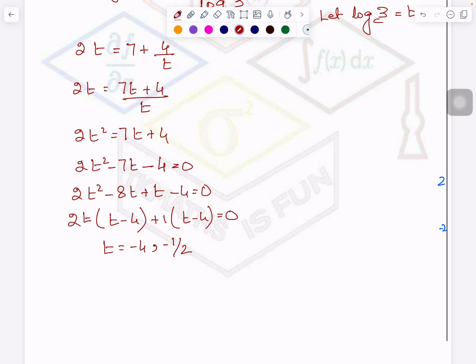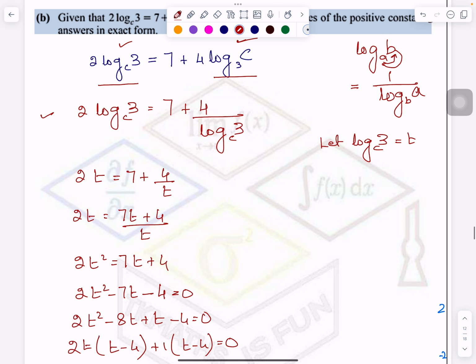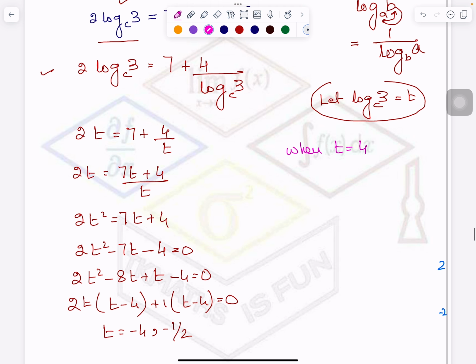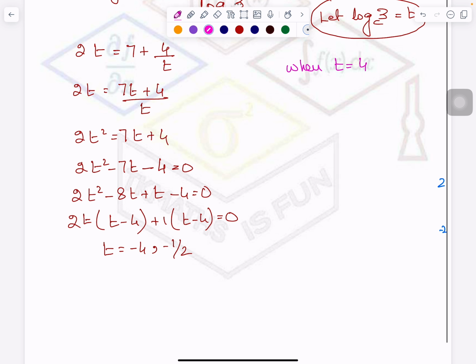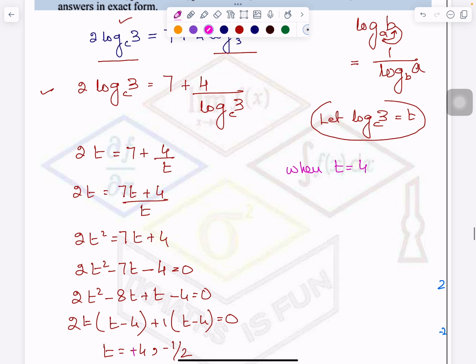Now you don't have to find the value of t, you have to find the value of c. So I will go back here, right? Let me change the color. I will say when t is equal to 4, okay, we got the value of t as plus 4. So when t is equal to 4, I will substitute the value of t here. It means log 3 base c equals 4.